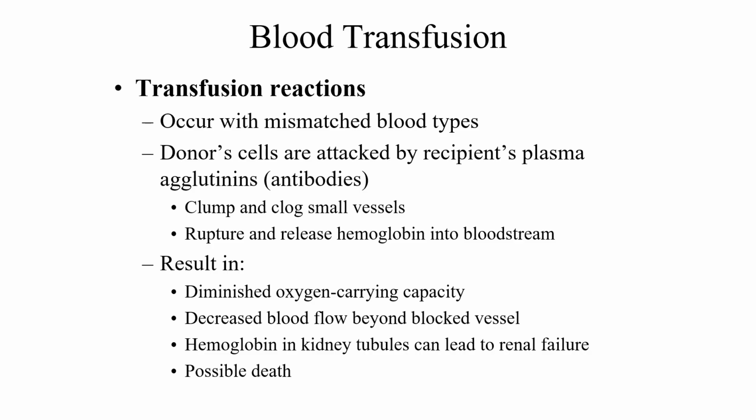And this is going to result in diminished oxygen carrying capacity. Blood flow is going to be reduced in the vessels that are blocked, again diminishing the amount of oxygen that can be carried to those tissues. Hemoglobin in the kidney tubules can lead to renal failure. Transfusion reactions are very serious. And when you have a homeostatic imbalance, especially when you have these cells that are just attacking the cells that your body needs to use, it could be fatal. It could result in death.